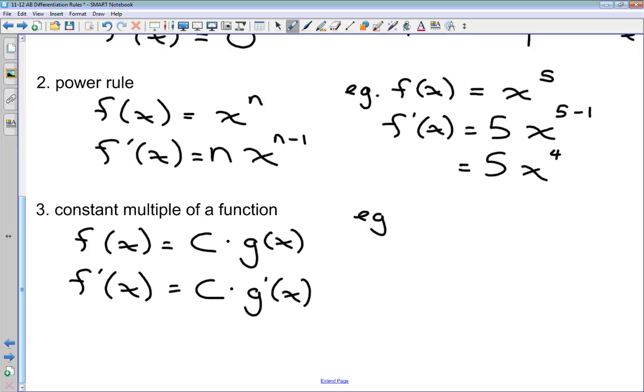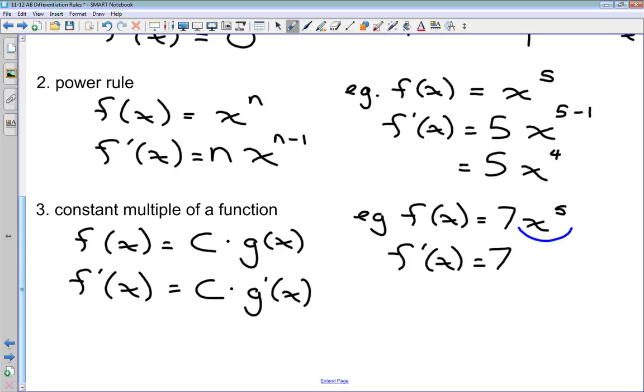Okay, so what does this look like? Well, let's say our function was 7x to the power of 5. Okay. So we've got a constant, 7, times our function, which is x to the power of 5. And we want to find the derivative. Well, our constant multiple rule says that our derivative here is just going to be this constant, 7, times the derivative of this function, x to the power of 5.